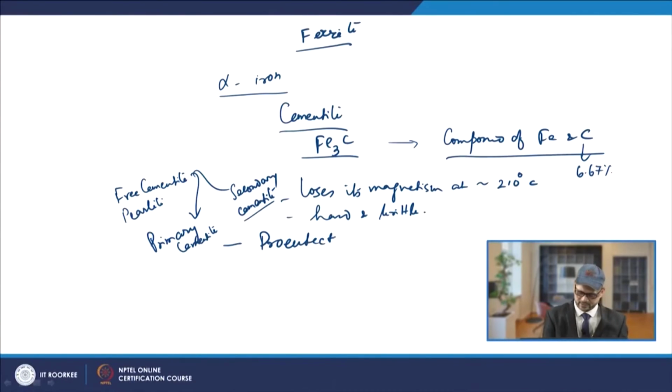You also have another cementite, that is pro-eutectoid cementite, which forms before the eutectoid temperature. Again, that also forms in the solid state. So, that is pro-eutectoid cementite.